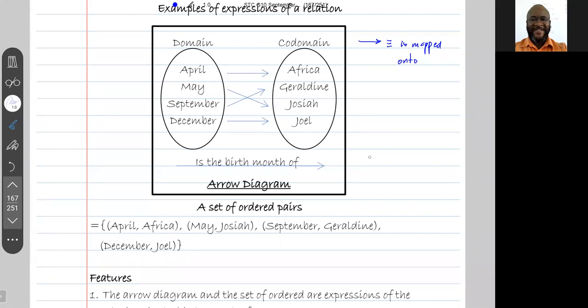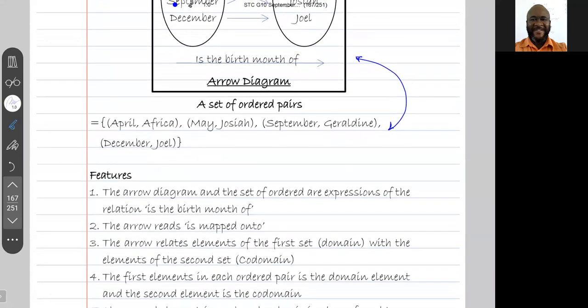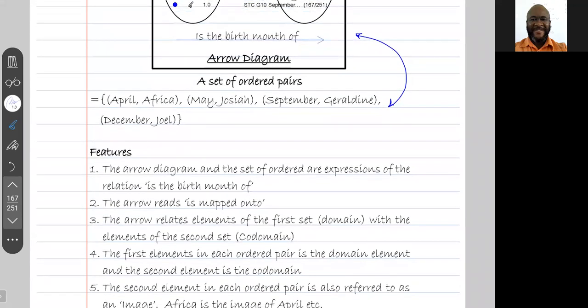And the two things are essentially saying the same thing. So one, the arrow diagram, and two, the set of ordered pairs, are saying the same thing. Both are expressions of the relation "is the birth month of." So some features. One, the arrow reads "is mapped onto."